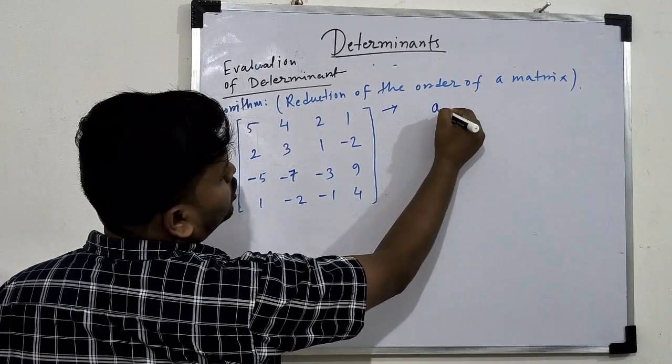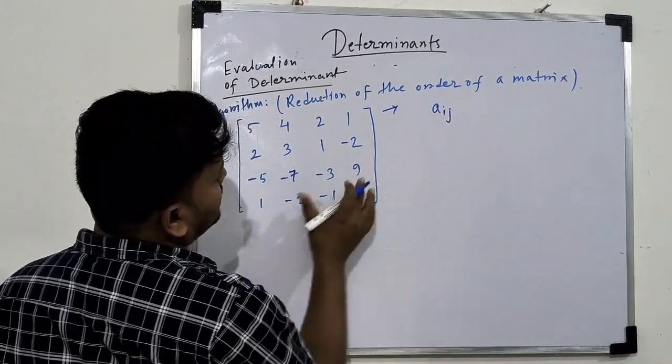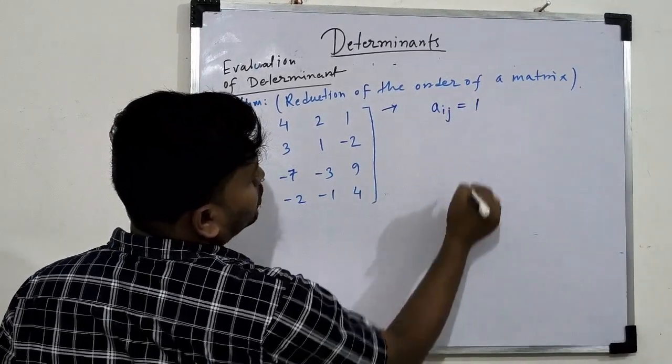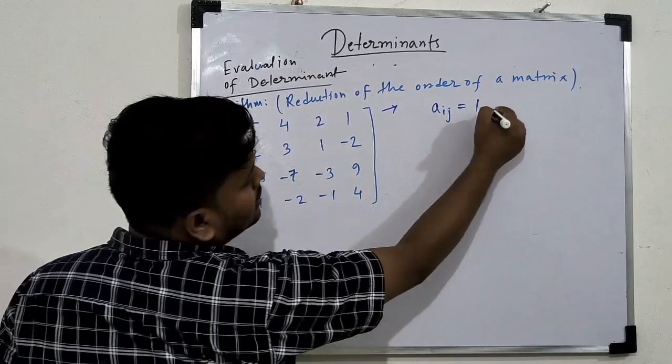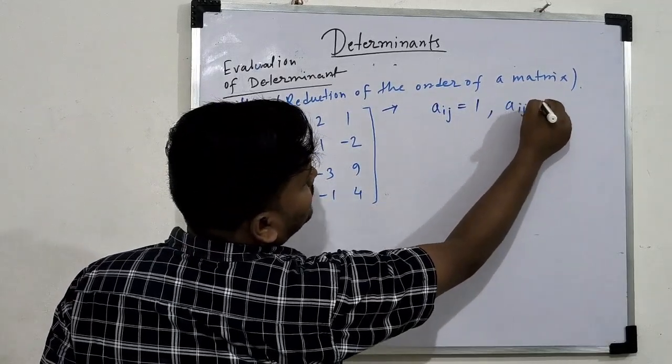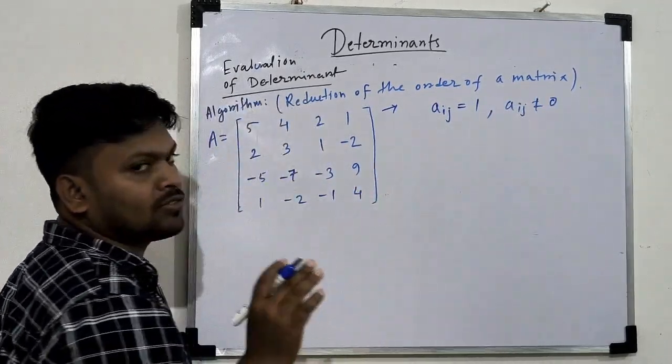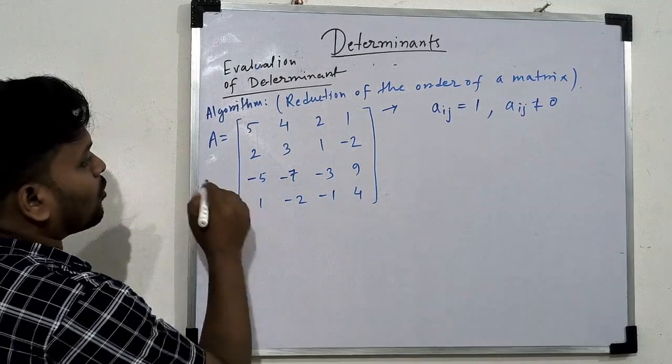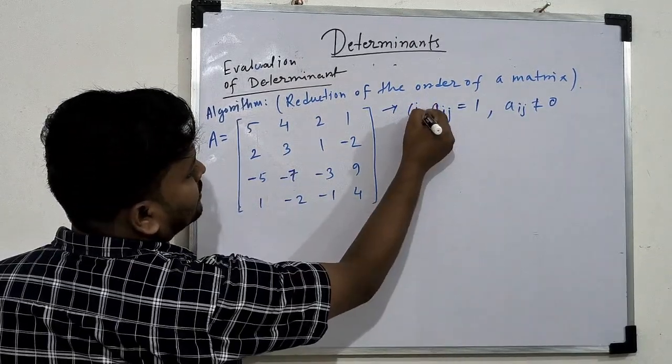First we have to choose an element from this matrix which is equal to 1. If there is no 1, we will choose a non-zero a_ij. That is, we will first find a non-zero element from this matrix. This is the first step.